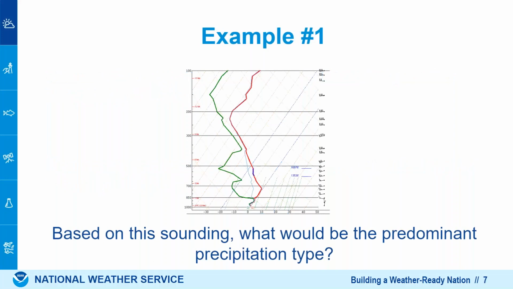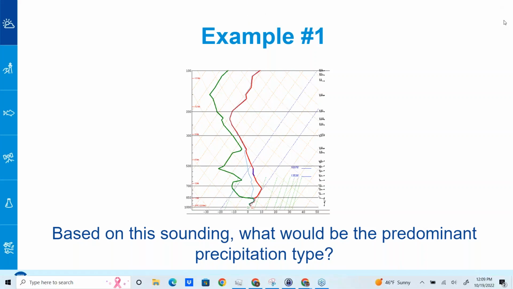Since I've had a little problem with my poll everywhere all of a sudden, I'm going to start with this first example, and maybe we could just do a quick raise of hands. Based on this sounding, what would be the predominant precipitation type? Does anybody want to raise their hand and answer the question? If not, I do have Patrick and Robert. Do either of you want to take this?